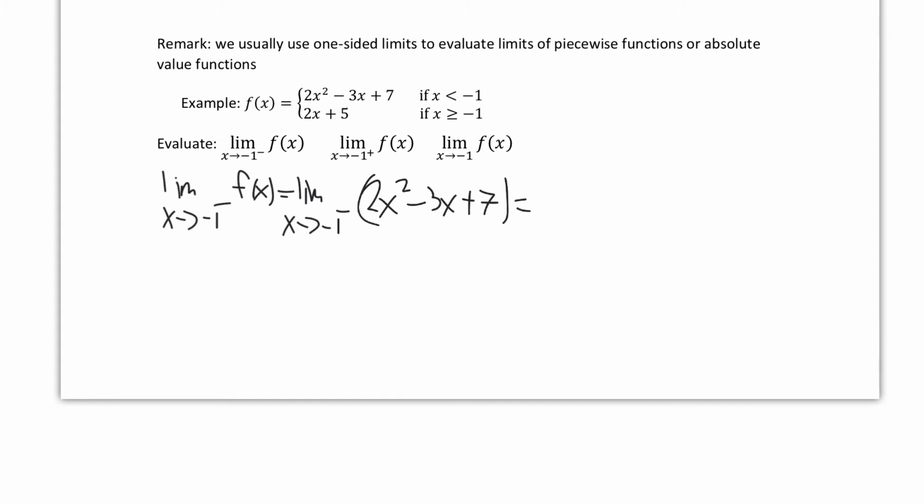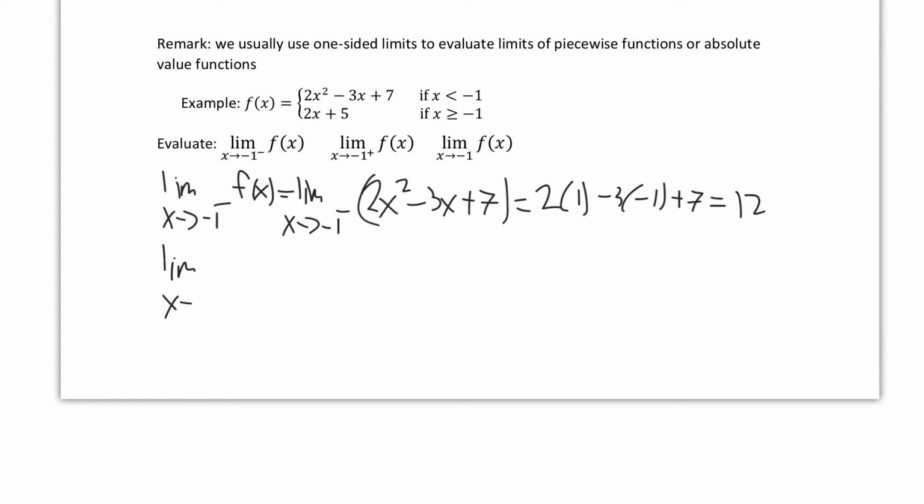Now, that limit doesn't need any kind of fancy factoring. It looks like something we can just plug in. So we'll get 2 times -1 squared, which is going to be 2 times 1, minus 3 times -1 plus 7. So 2 plus 3 plus 7, that's going to give me 12.